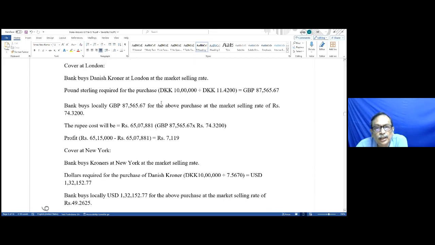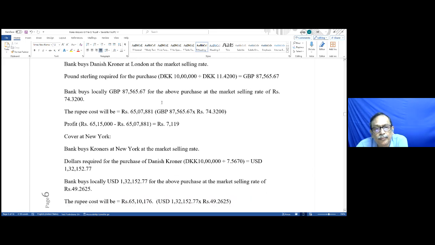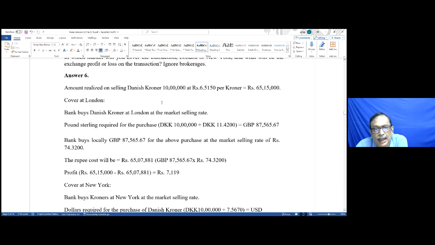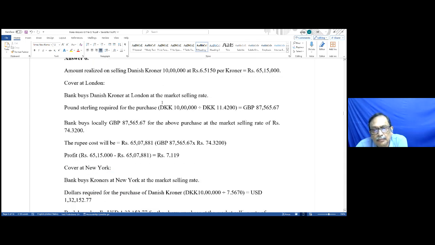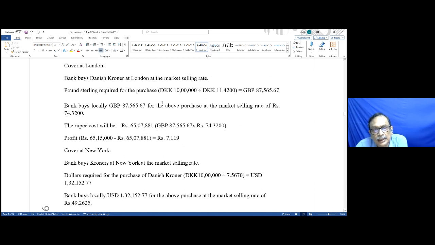Accordingly, the profit will be 65 lakhs 15,000 as we have calculated, minus 65,07,881. It comes to rupees 7119.